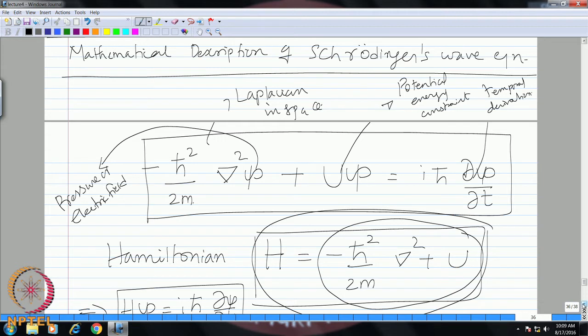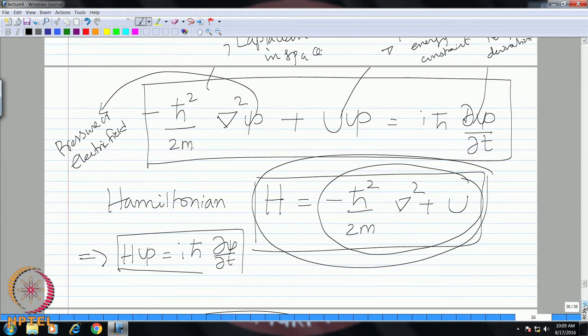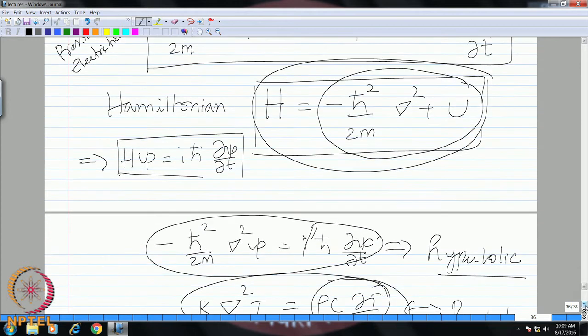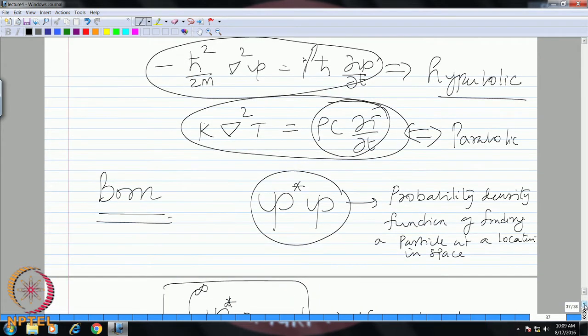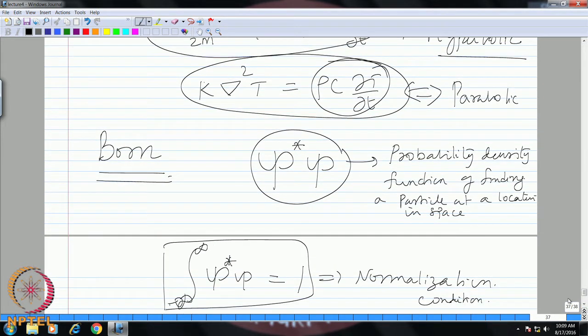The Schrodinger's wave equation was originally conceived by Schrodinger, however, he did not physically understand the relevance of this wave function. So, it was Born who gave a physical interpretation to the wave function. He says that the wave function by itself does not carry much meaning, but if you take psi star, which is the conjugate of this wave function, and multiply it with the wave function, this will give the probability of locating a particle somewhere.